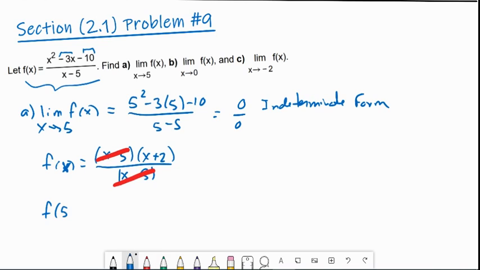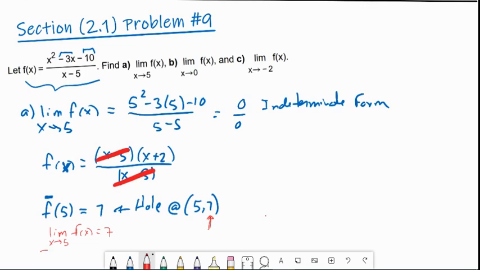So if we evaluate f of 5, and I'm going to put a bar over this f because it's the modified version, the reduced version, and we plug 5 in, we get 5 plus 2, and we get 7. So that means there is a hole at 5 comma 7. And if there's a hole there, it means that the limit from the left and from the right will both approach 7. So that's our answer to part A then. The limit as x goes to 5 for f of x equals 7.